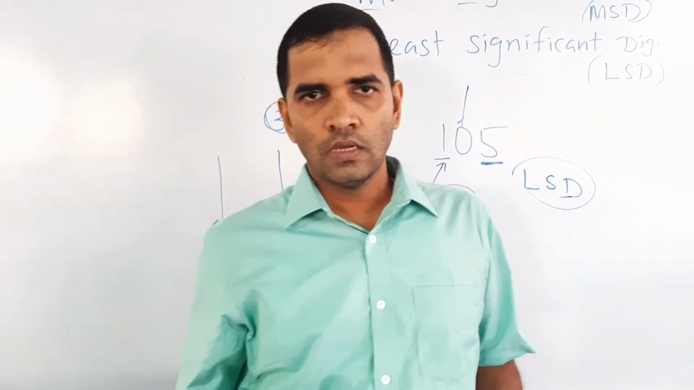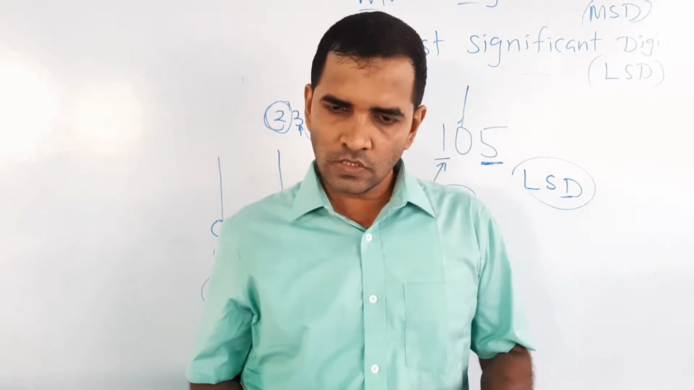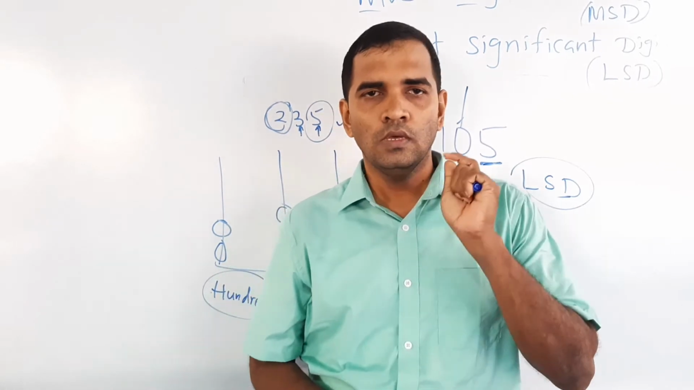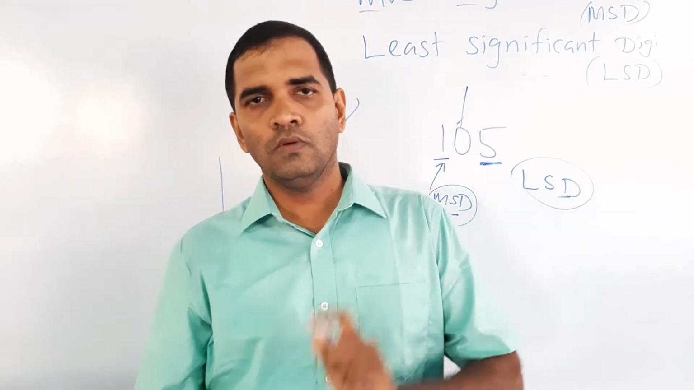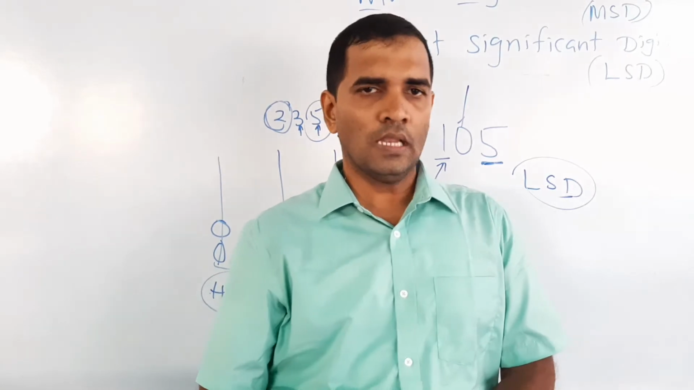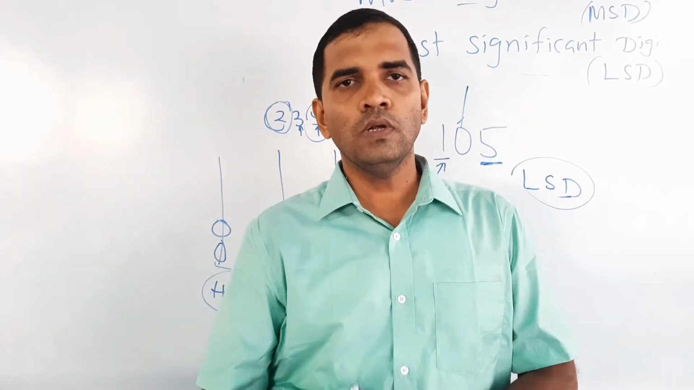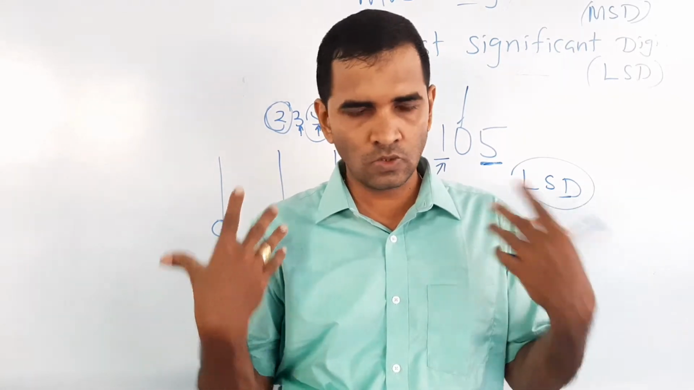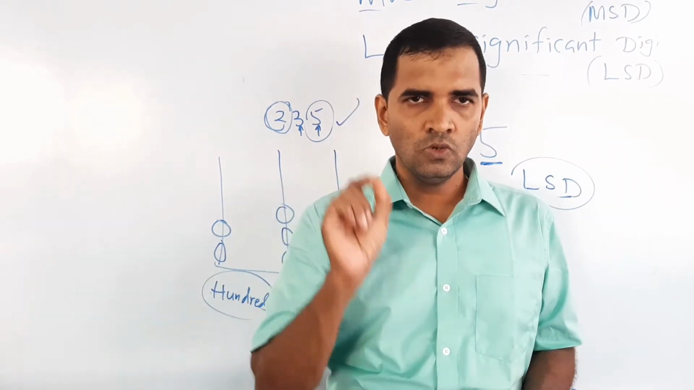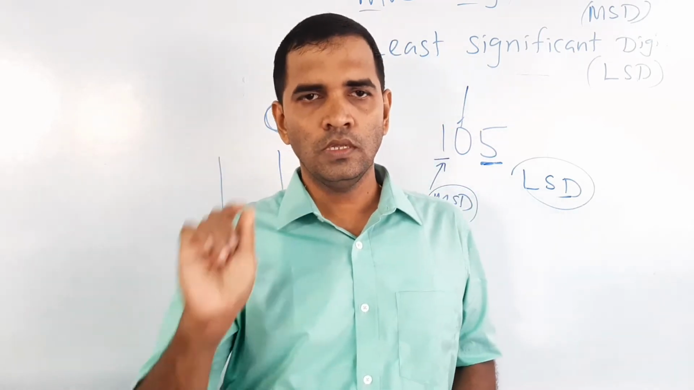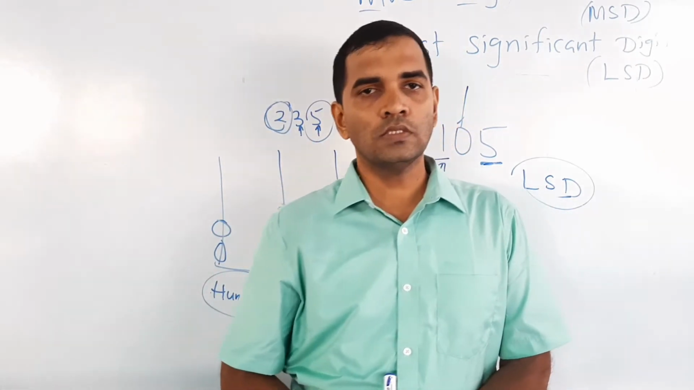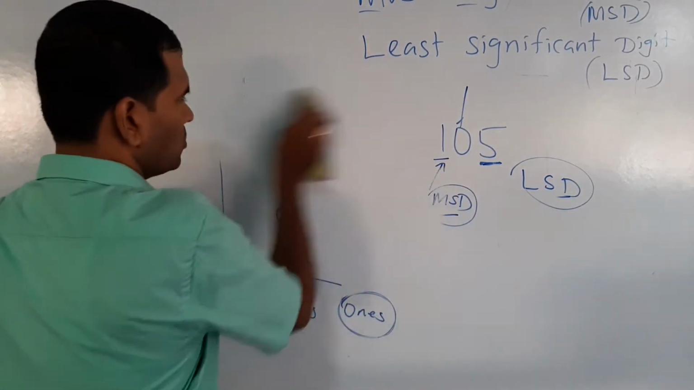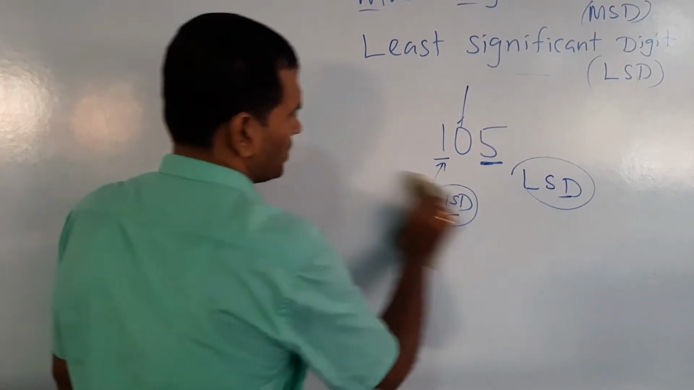In this unit, it is important to understand the meaning of those two words, but most importantly, you have to identify MSD and LSD for a given number. It may be a decimal number, a binary, hexadecimal, or octal number. There are digits, so you have the ability to identify both MSD and LSD. So let me take another example. I'm going to write this. Let me take another one.